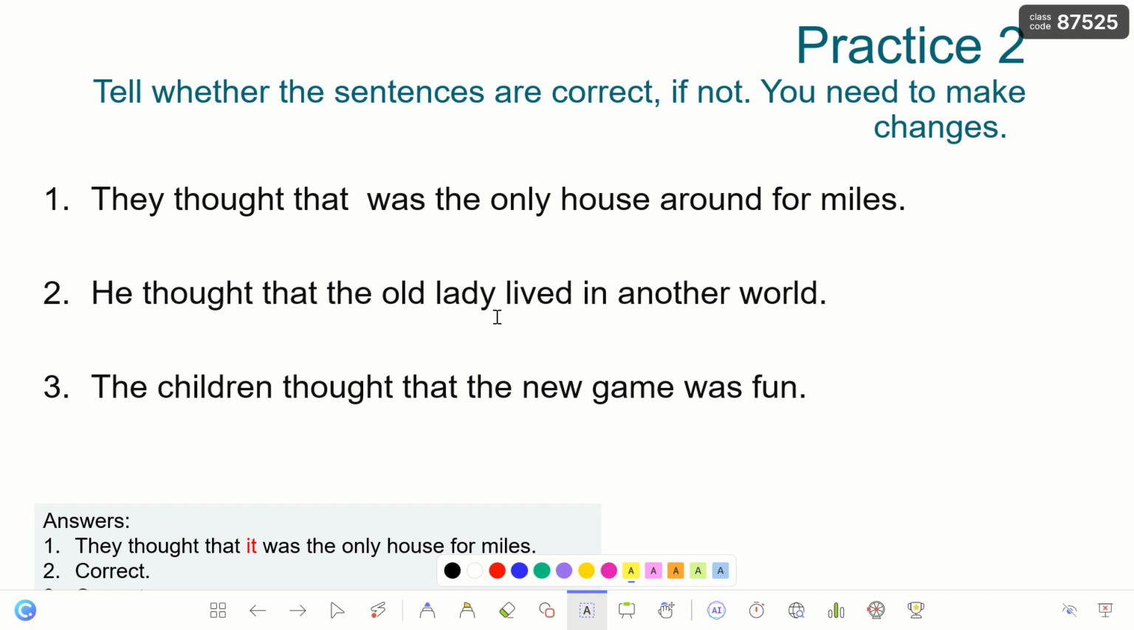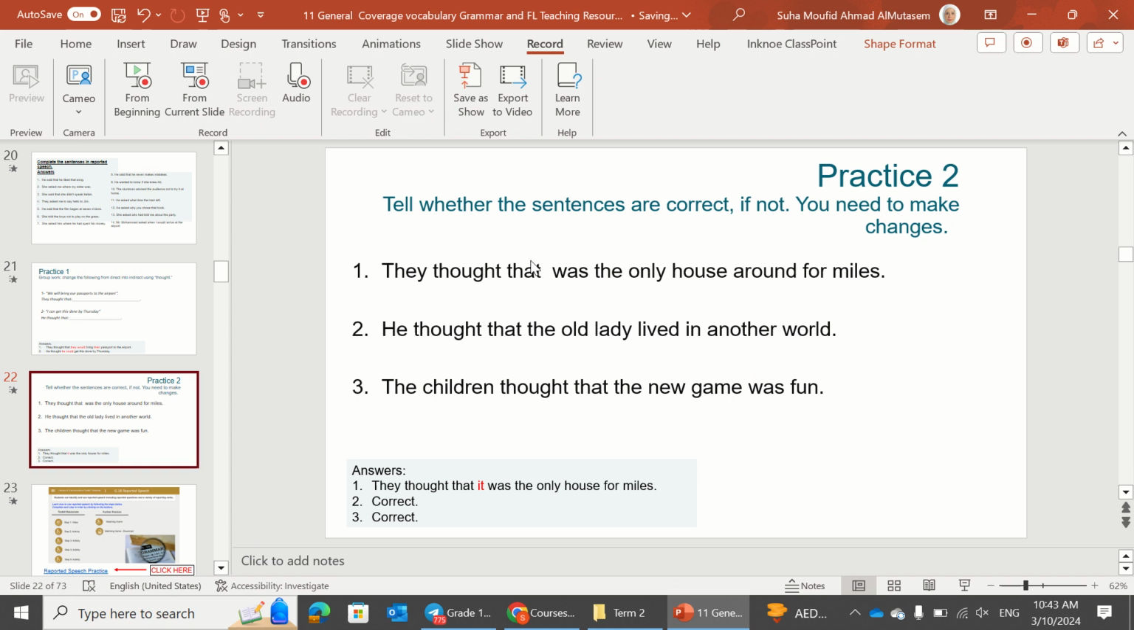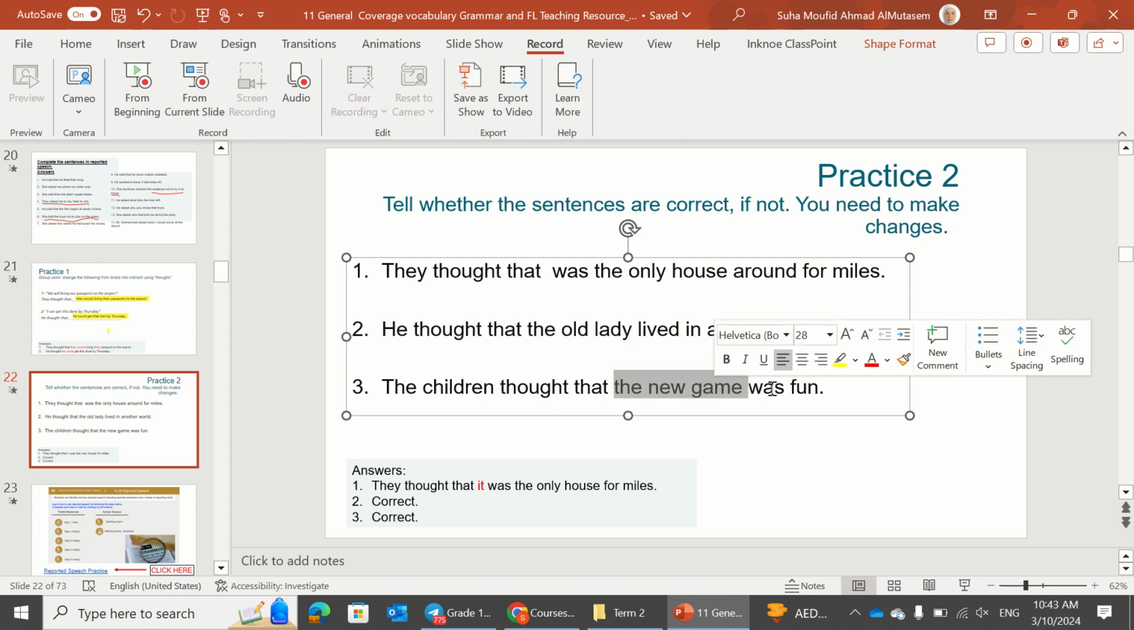So, here the first one, as I said, it needs a subject. Where's the subject? So, they thought that it was the only house. While here it's correct, lived back shifted, and here the verb is correct. And here I have the subject, and here also the subject and the back shifted verb, and so on.